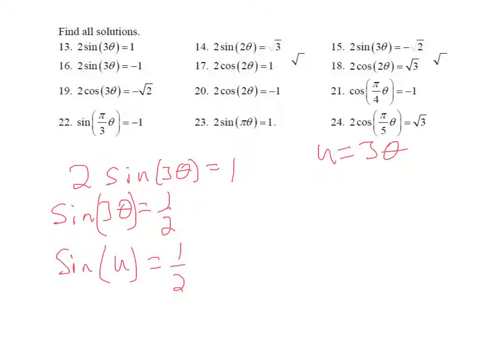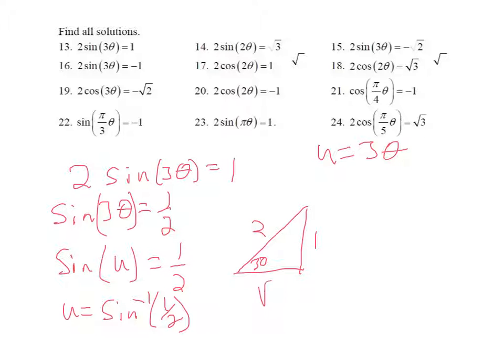So mathematically what we're doing is taking the arcsine of both sides of this equation, and this is telling me what angle has a sine of 1/2. Well, if you think about your 30-60 right triangles, that's 1, that's 2, that's the square root of 3. This 30-degree angle has a sine that's equal to 1 over 2. So we know the angle in degrees is 30 degrees. We like to do our work in radians, so that's pi over 6. So I know that u equals pi over 6.